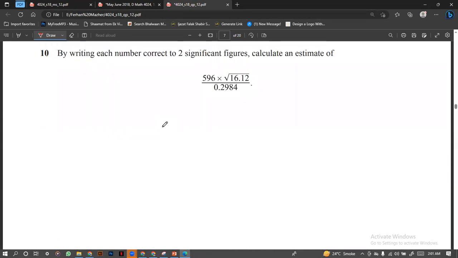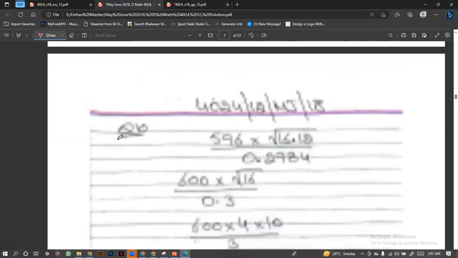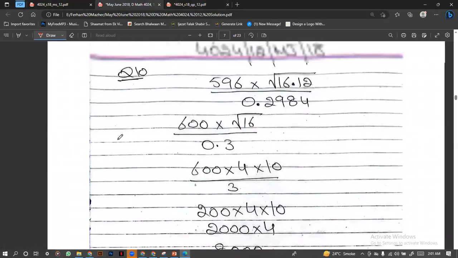It says, by writing each number correct to two significant figures, calculate an estimate of the following. The important word is estimate. So 596 is 600, multiplied by the square root of 16.12, which can be written as the square root of 16, and divided by 0.2984, which can be written as 0.3. And then very easily you can do this calculation.